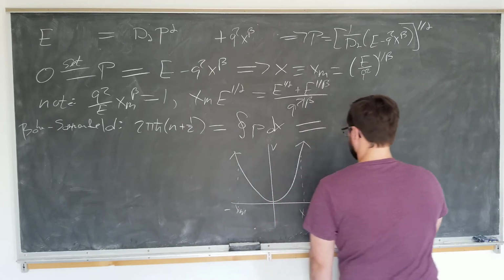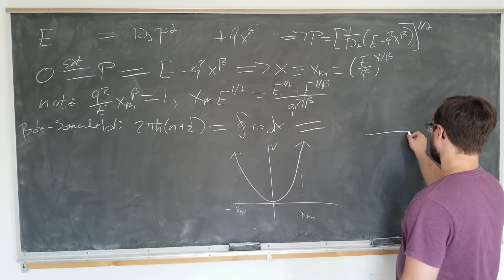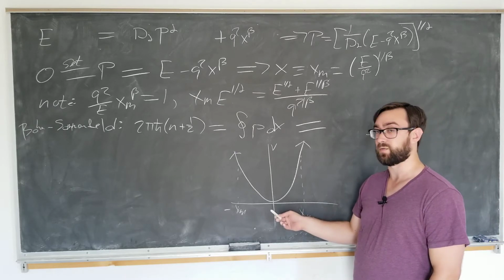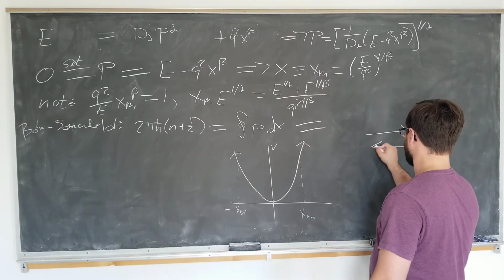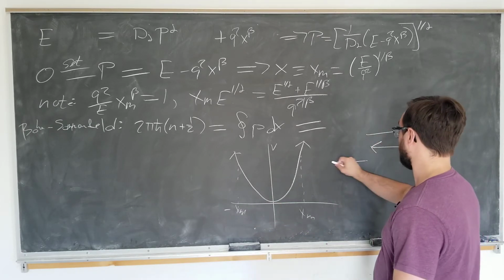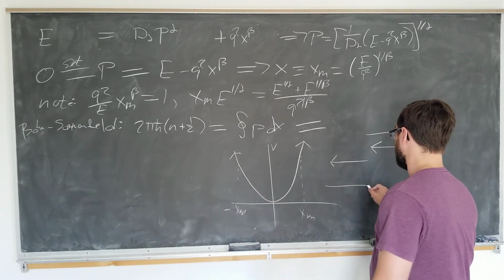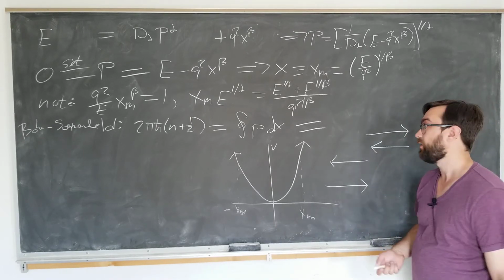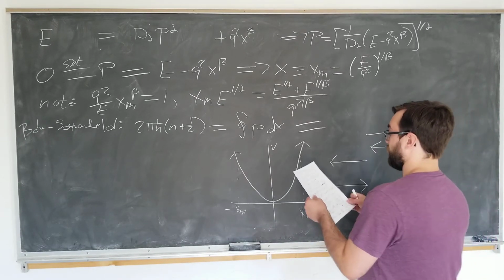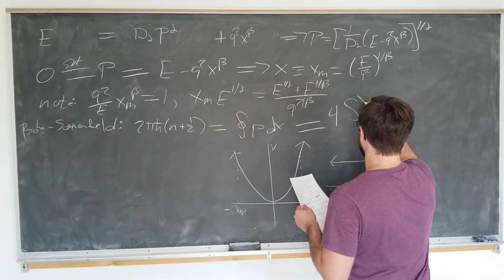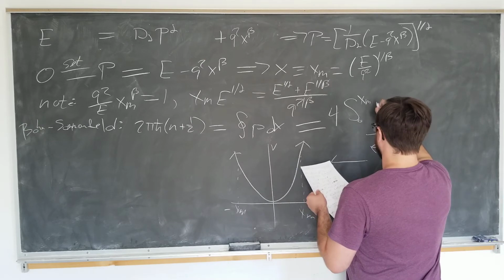And first, it's going to start at 0. It's going to go over to x maximum. It's going to return to 0. Then it's going to go over to minus x maximum and then return to 0. This is what we mean by one period of the system. So the integral in question is just 4 times the integral from 0 to x maximum of p dx.